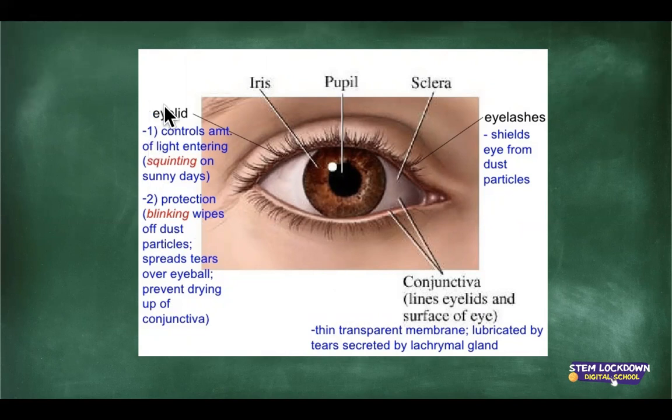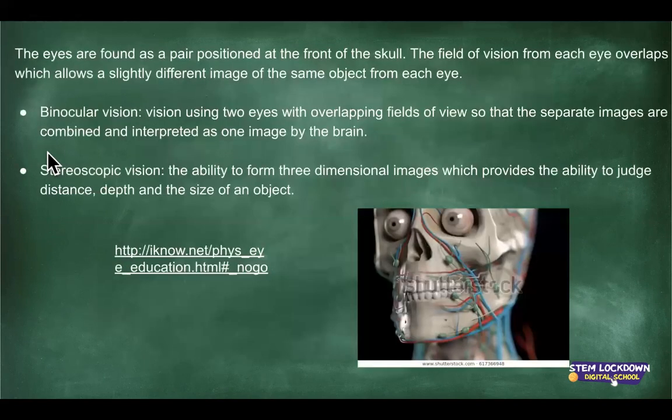It's also in an eye socket. It's protected by the cranium. And that's it. Now, the eyes are found as a pair positioned at the front of the skull. The field of vision from each eye overlaps, which allows a slightly different image of the same object from each eye. You have binocular vision, vision using 2 eyes with overlapping fields of view, so that the separate images are combined and interpreted as one image by the brain. We will look more at that in a later lesson. And then you have stereoscopic vision, the ability to form 3-dimensional images, which provides the ability to judge distance, depth, and the size of an object.